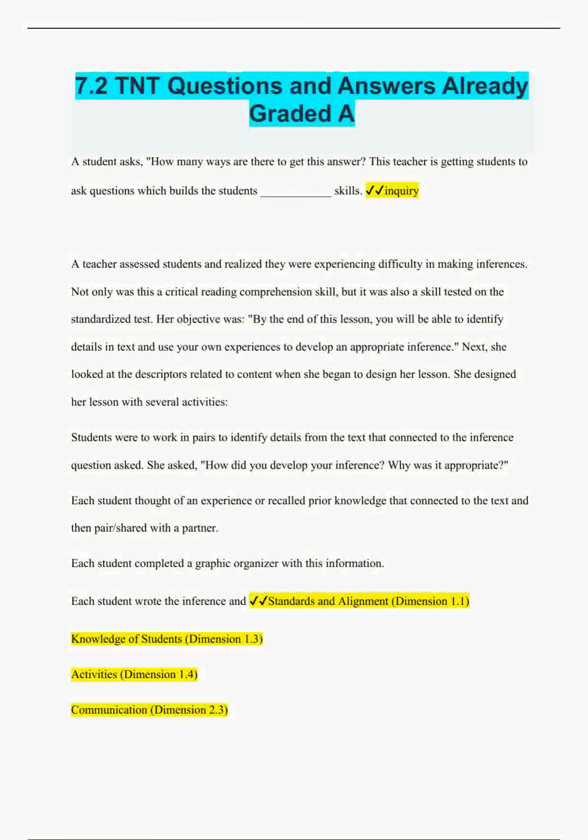Each student completed a graphic organizer with this information. Each student wrote the inference and checkmark: standards and alignment, dimension 1.1. Knowledge of students, dimension 1.3. Activities, dimension 1.4. Communication, dimension 2.3.